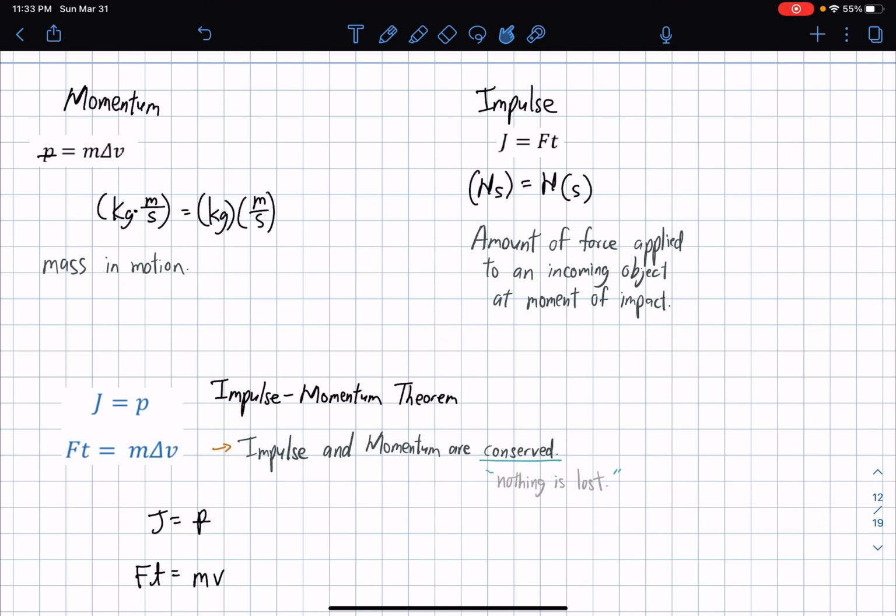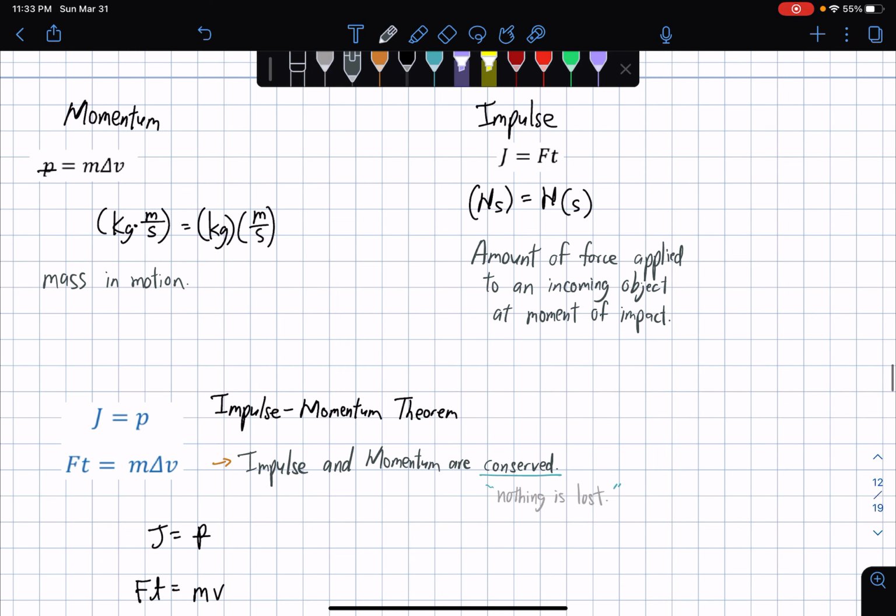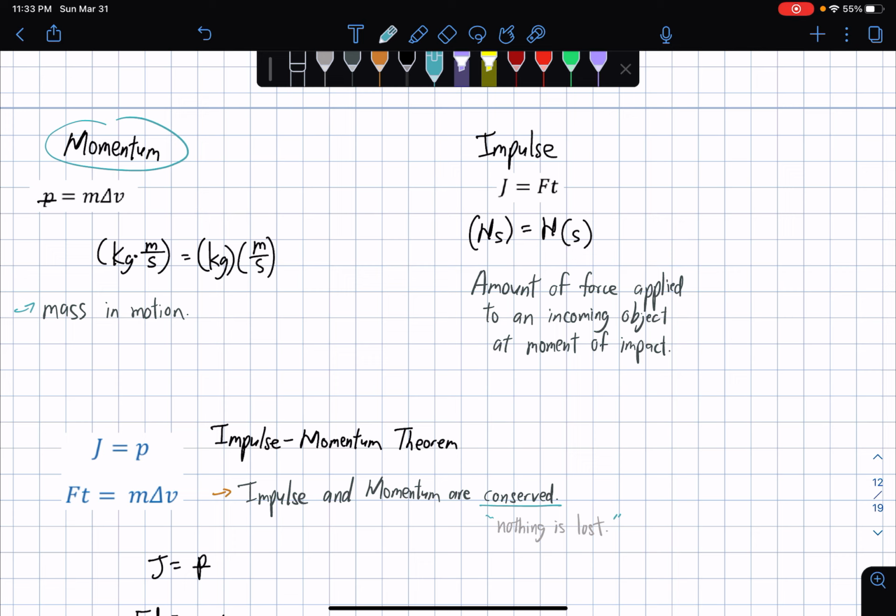In this video, we will be talking about momentum and impulse. We'll be solving questions related to them. For momentum, the basic definition is that it is the mass in motion. When we say motion, it's associated with the idea of movement. Something's moving. So yes, that's momentum.